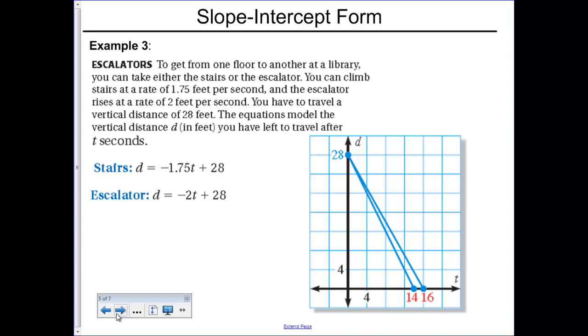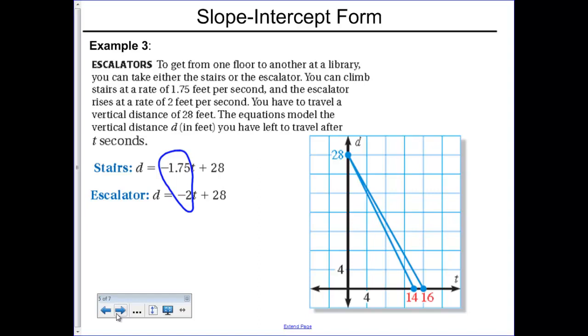So we've got two equations, distance for both. The first one, stairs, is -1.75. Now I'm guessing that's because they are going from a higher floor to a lower floor. So they're going down, starting at an elevation of 28 feet. And the escalator is the same thing, only it's got a different slope. Notice that the slope on the escalator is -2, so it's going down faster than you're stepping down, which means you should get down to the next floor faster.